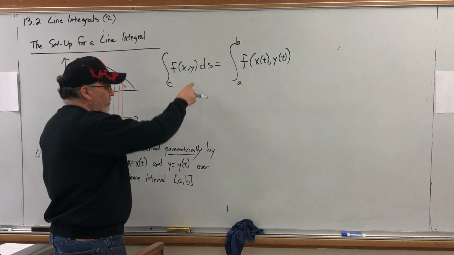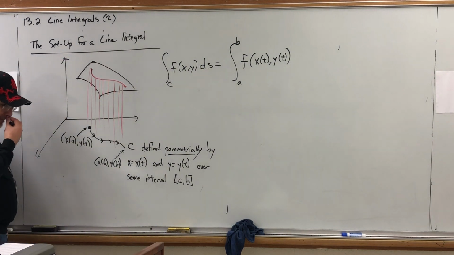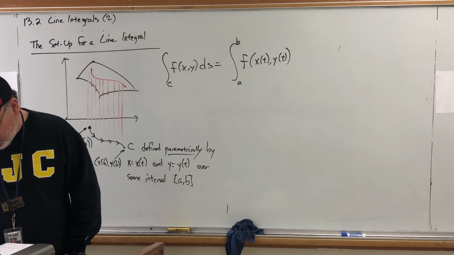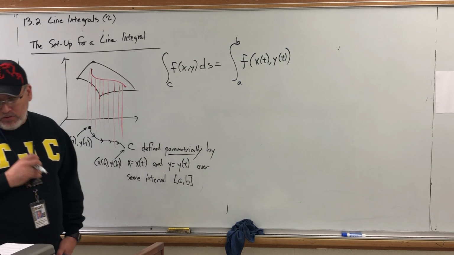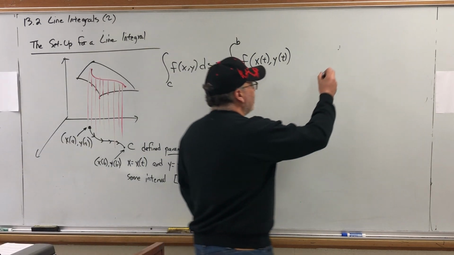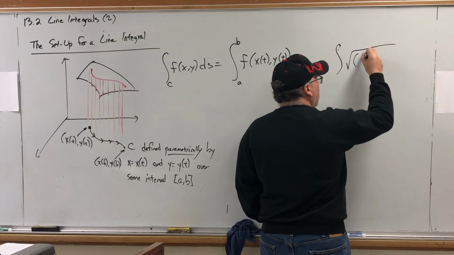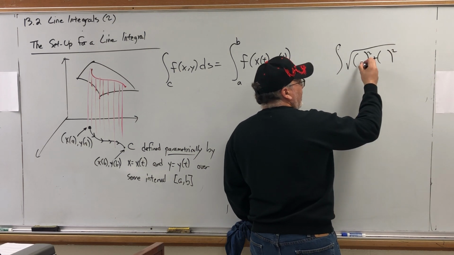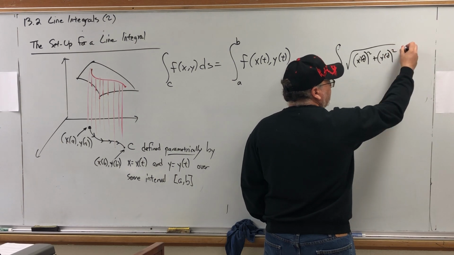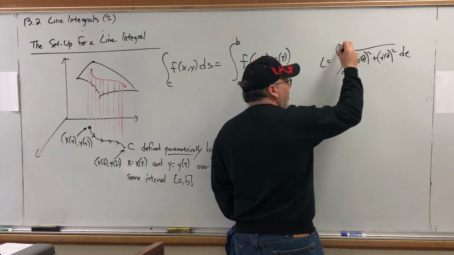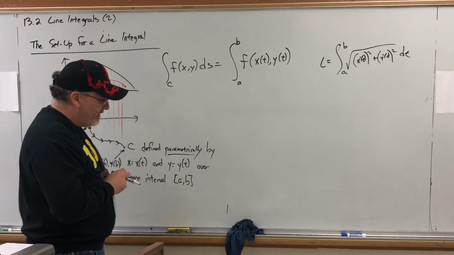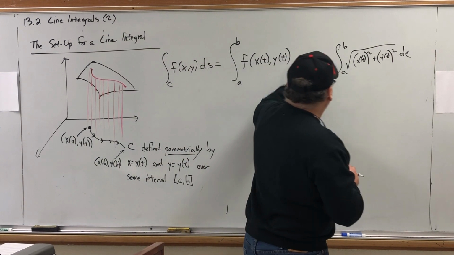But what about the differential, the arc length differential? Now, in theory, you've already seen this back in section, I believe it was 9.2, where you found that the integral for an arc length was the integral of the square root of the sum of the squares of the derivative of the x function and the derivative of the y function, and that gave you arc length from a to b.